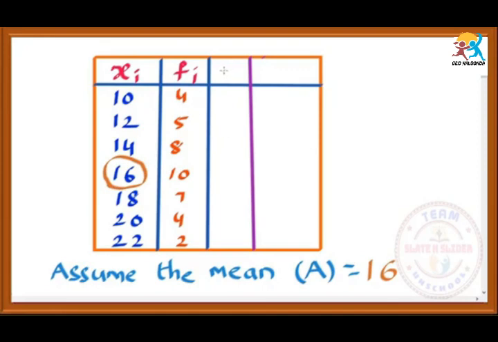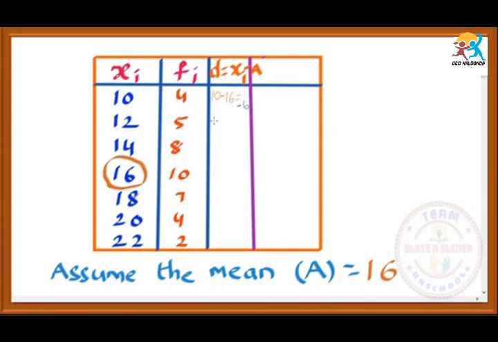And after that, in this column, we have to find the deviation. Deviation means difference. So we have to find the difference. D is equal to, for the values xi and the assumed mean, we have to take the difference, xi minus A. So we should find the difference between xi and the assumed mean. Xi is 10 and the assumed mean is 16. So take 10 minus 16, that is equal to minus 6.